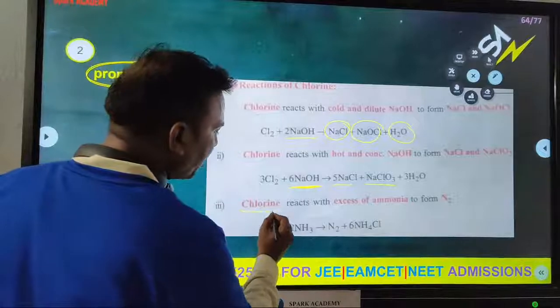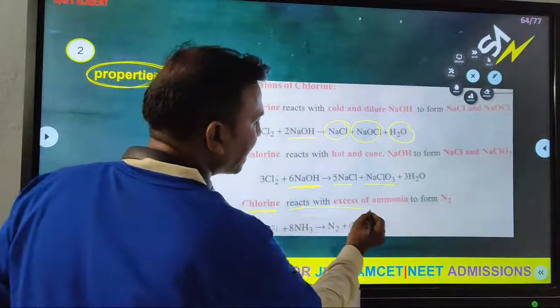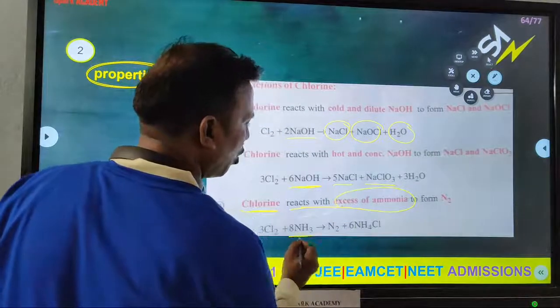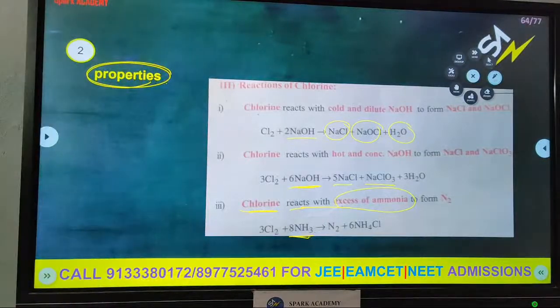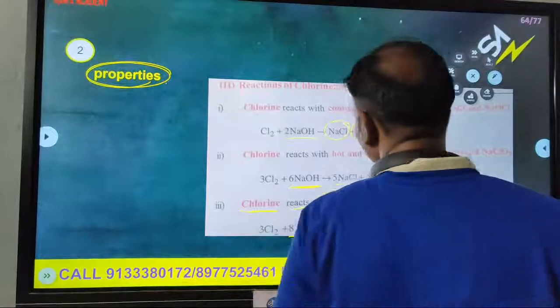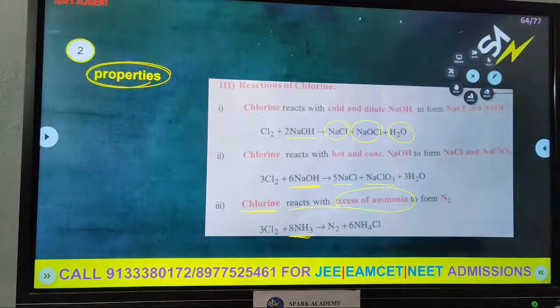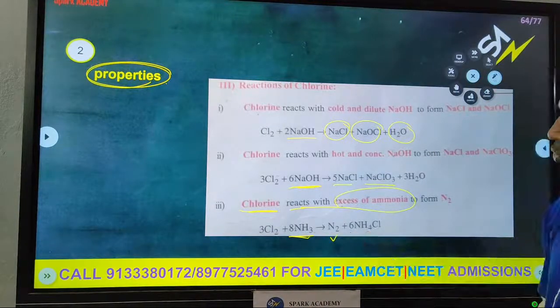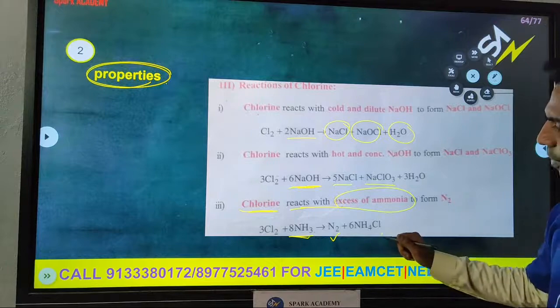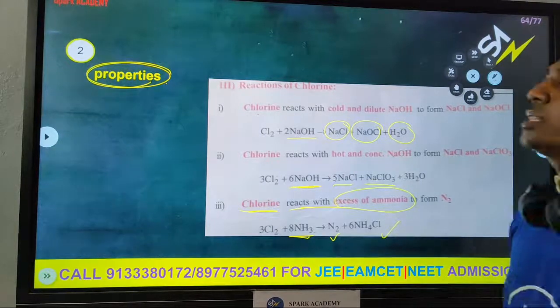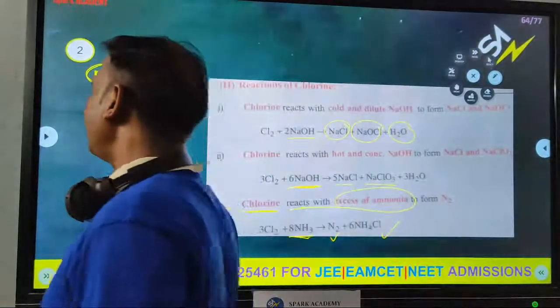Third, properties of the chlorine. Chlorine reacting with excess ammonia. How many moles? 8 moles of the ammonia. Chlorine reacted with 8 moles of the ammonia gives N2 nitrogen gas and ammonium chloride. This is a very important question.